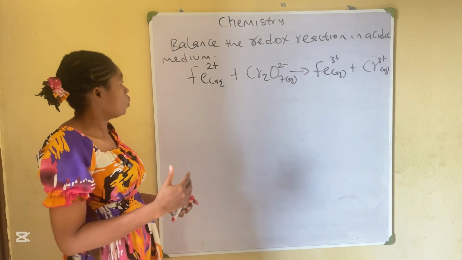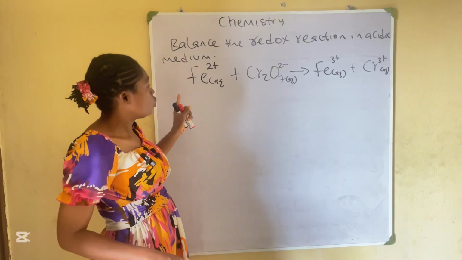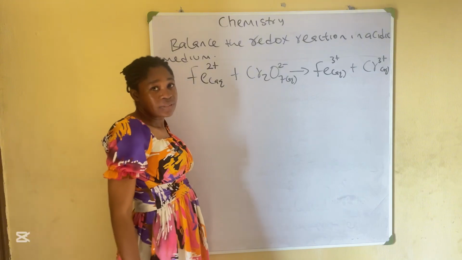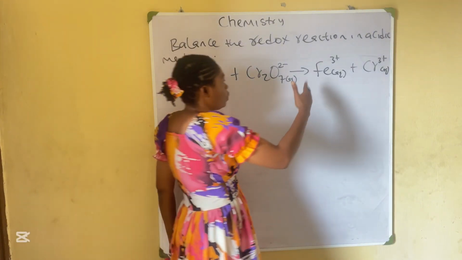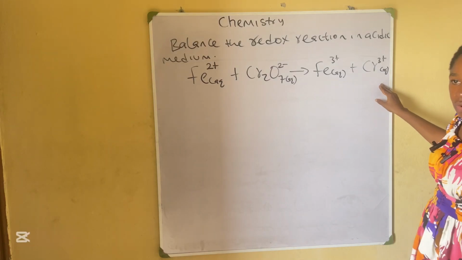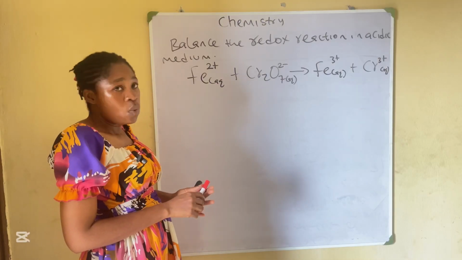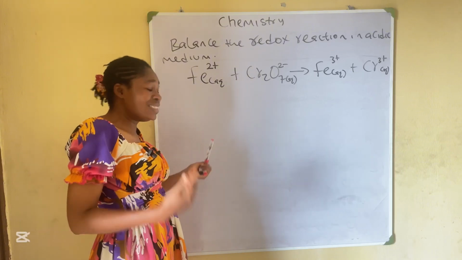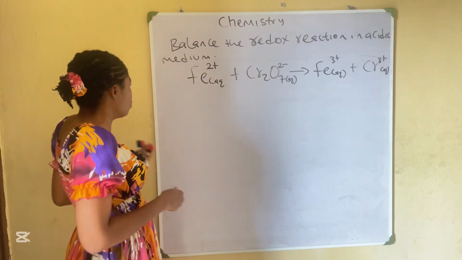Balance the redox reaction in acidic medium: Fe2+ plus Cr2O7 2- to give you Fe3+ and Cr3+. First of all, we're going to split this equation into oxidation and reduction, or reducing agent, oxidizing agent, anywhere I want to put it.